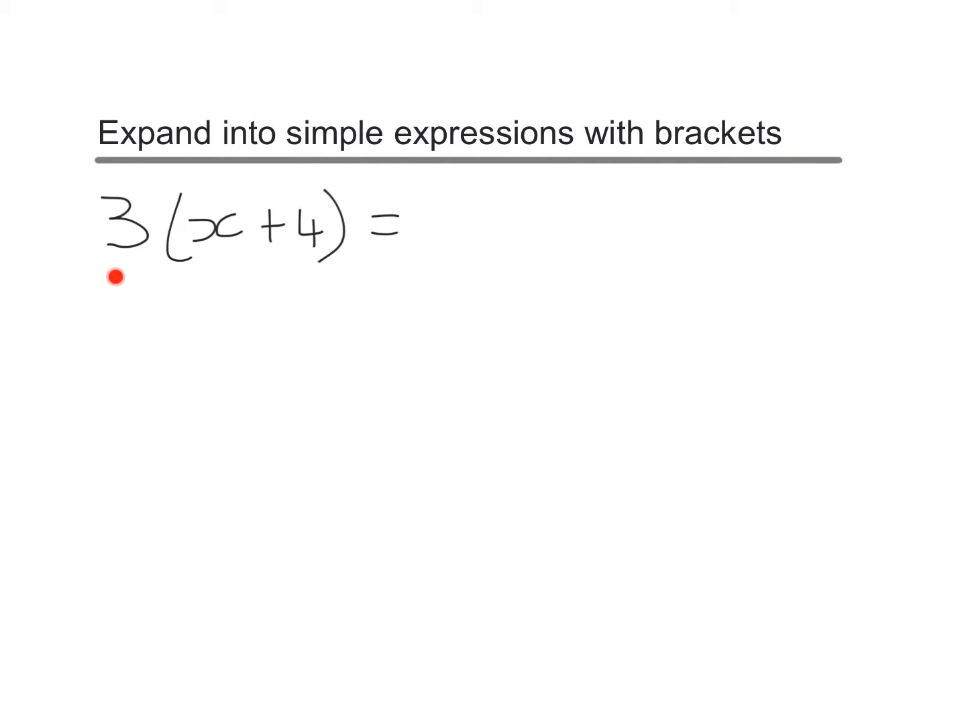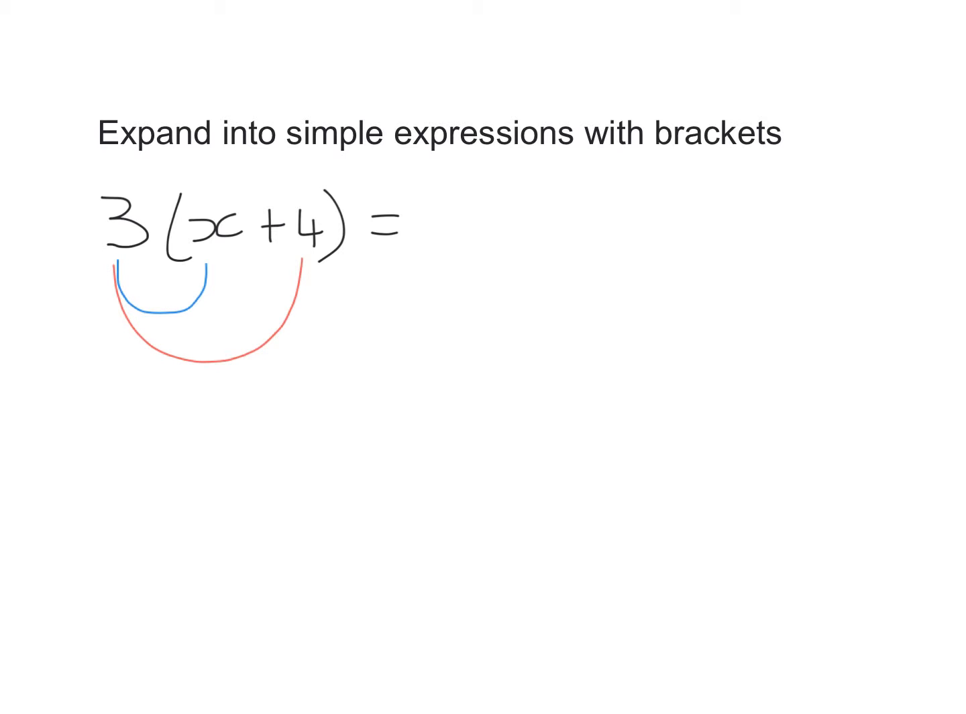Okay, here's a practice question for you. 3 multiplied by open brackets x plus 4 close brackets. See if you can solve that one for me. Put the video on pause and come back when you're ready. Alright, so I'm going to solve this by going 3 multiplied by x, and then 3 multiplied by 4, and I'm going to put my plus sign in the middle of it. So 3 times x gives me 3x, add, and then 3 times 4 gives me 12, and that will be my answer.